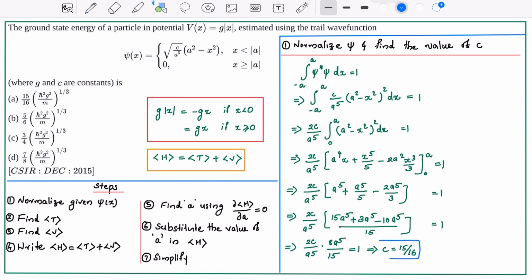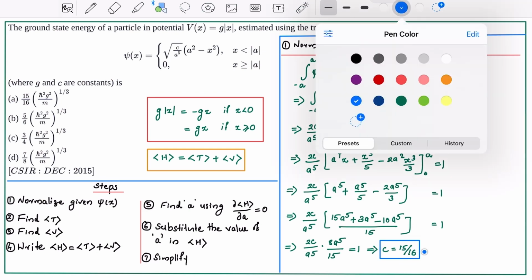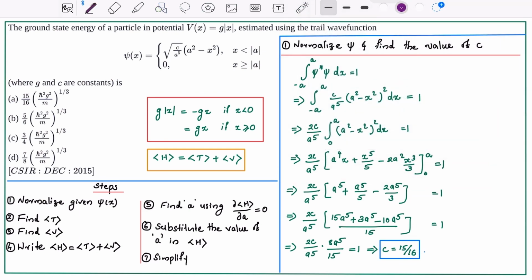When the value of c is 15 by 16, our normalized wave function is given by psi of x equal to the square root of 15 by 16 a raised to 5 times (a square minus x square). This is the normalized wave function. So we have normalized the wave function, and our wave function is root of 15 by 16 a raised to 5 times (a square minus x square).